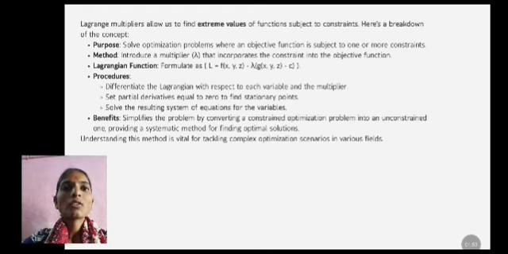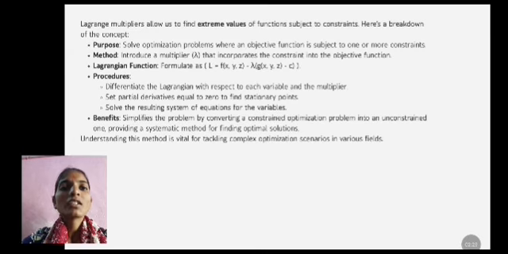Here's a breakdown of the concept. Purpose: solve optimization problems where an objective function is subject to one or more constraints. Method: introduce a multiplier that incorporates the constraint into the objective function. The Lagrangian function is formulated as L equals f of xyz minus lambda of g of xyz minus c.